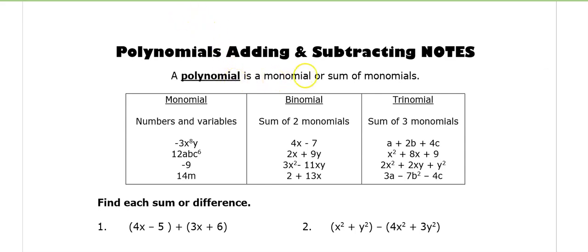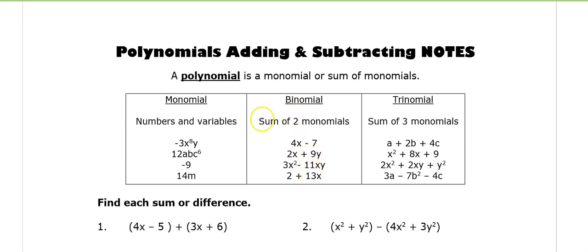A polynomial is a monomial or sum of monomials. A monomial means it's one term. When you have all these numbers and letters next to each other, they're multiplying. That actually puts them together as one term. A binomial would be two terms.